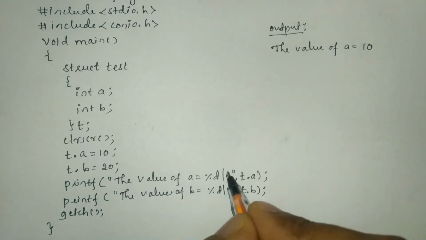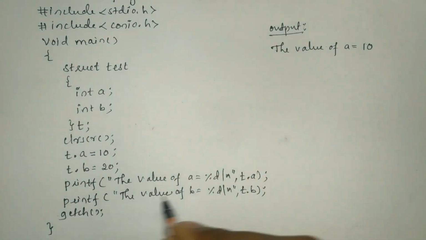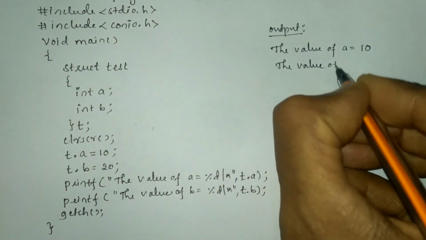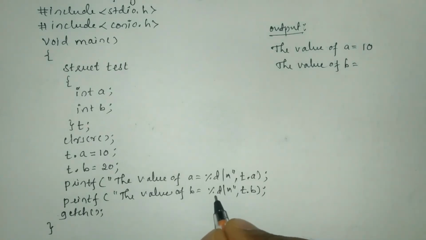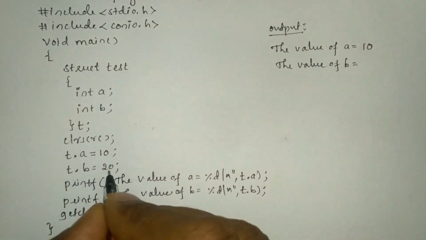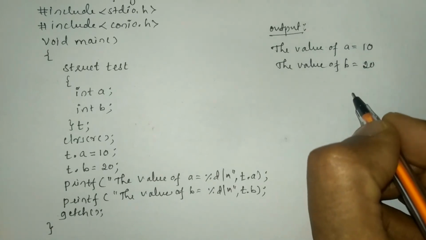Similarly, because of this \n, the cursor comes down to the next line and it is going to print the value of b. The value of b is equal to, where this %d format specifier is associated with t dot b. So t dot b is equated with the value 20, so 20 will be printed.